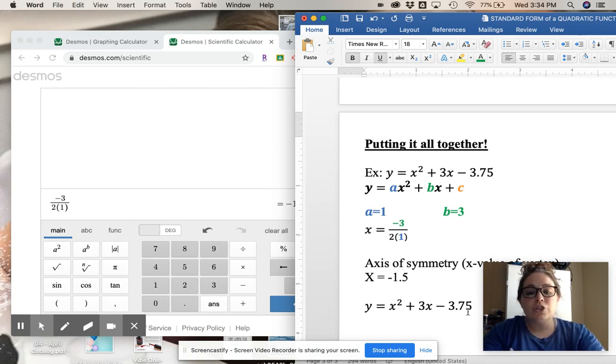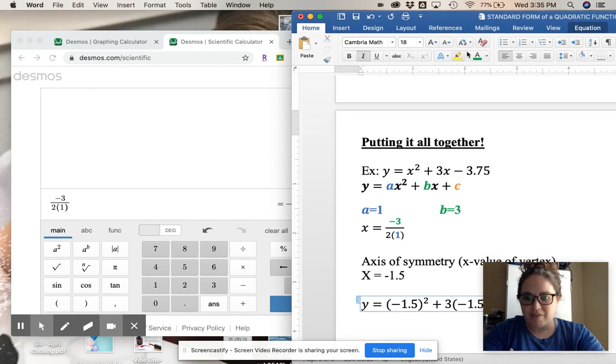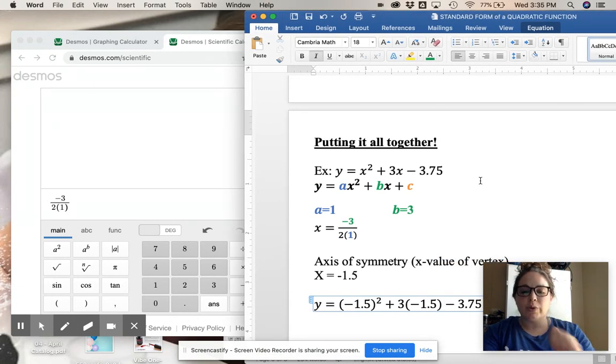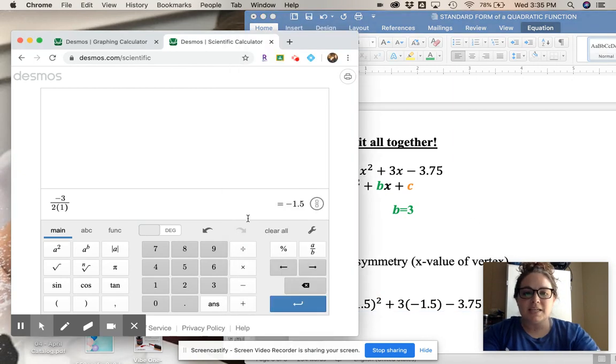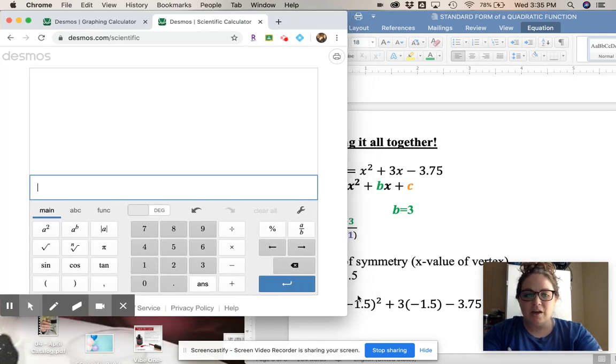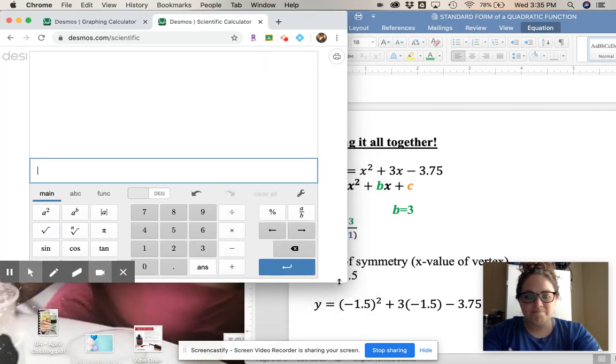So now I'm going to go back into my original equation here that I copied from the top, and I'm going to replace x with negative 1.5. And I'm also going to replace the second x with negative 1.5, okay? So I've got that plugged into my original equation here. Now I'm going to take that and type it back into my Desmos calculator to figure out what the y value of my vertex is, okay?